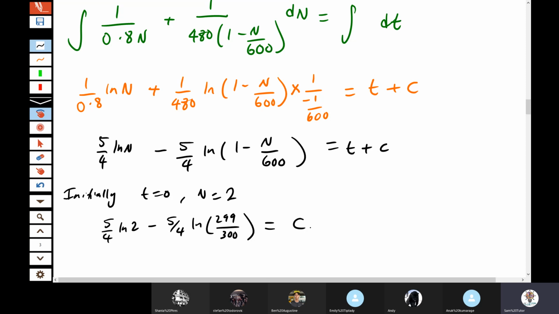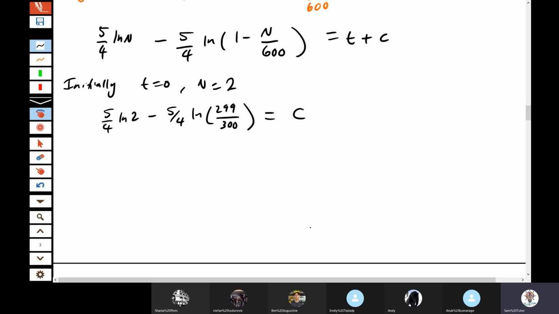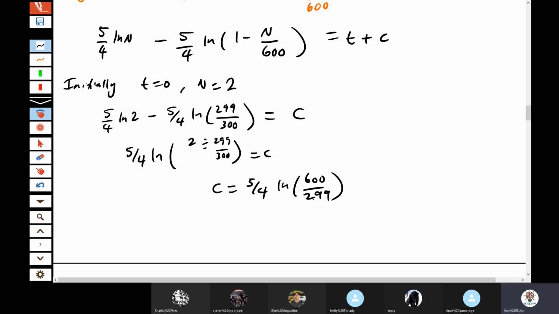Instead, in this case, I can make it easy, actually, only because they're both 5 on 4s. Again, if they weren't, I wouldn't do it, but I'll do it just for now. 5 over 4 log, and then it'll be literally 2 divided by 299 over 300. What's that? 2 divided by 299 over 300. 600 over 299. Okay, so we're going to get C equals 5 over 4 log 600 over 299. That isn't too bad to write.